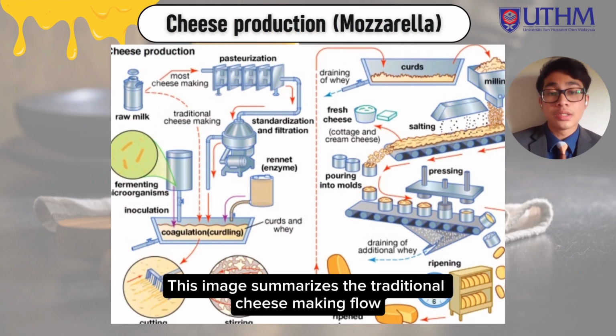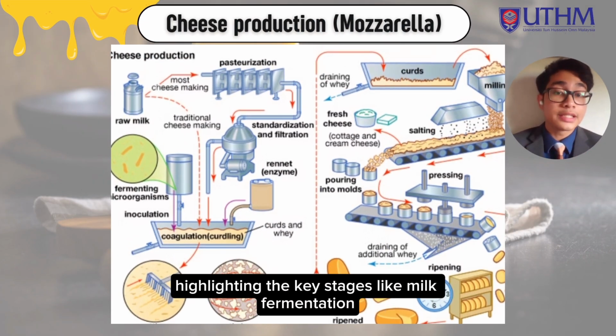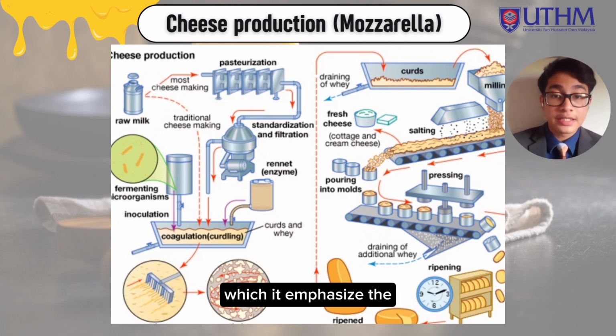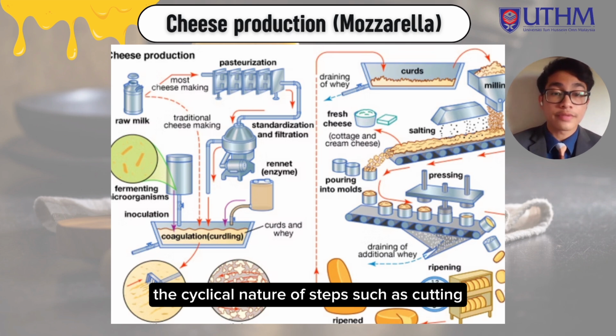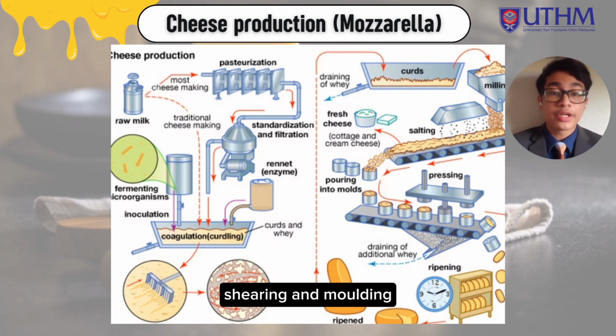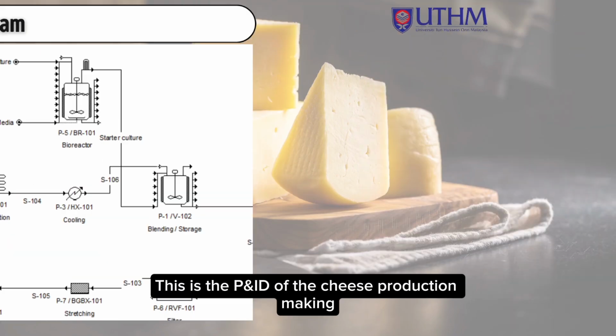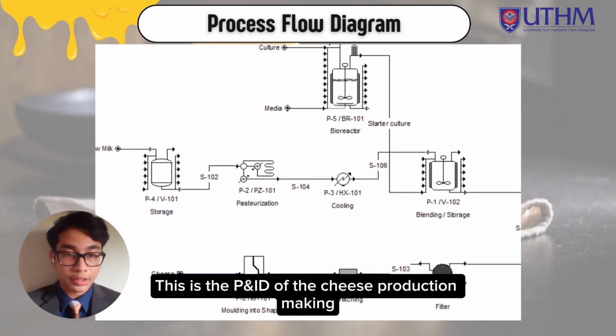This image summarizes the traditional cheese-making flow, highlighting the key stages like milk, fermentation, coagulation, curd handling, and ripening. It emphasizes the cyclical nature of steps such as cutting, stirring, and molding, which are foundational to cheese production. This is the P&ID of the cheese production process.